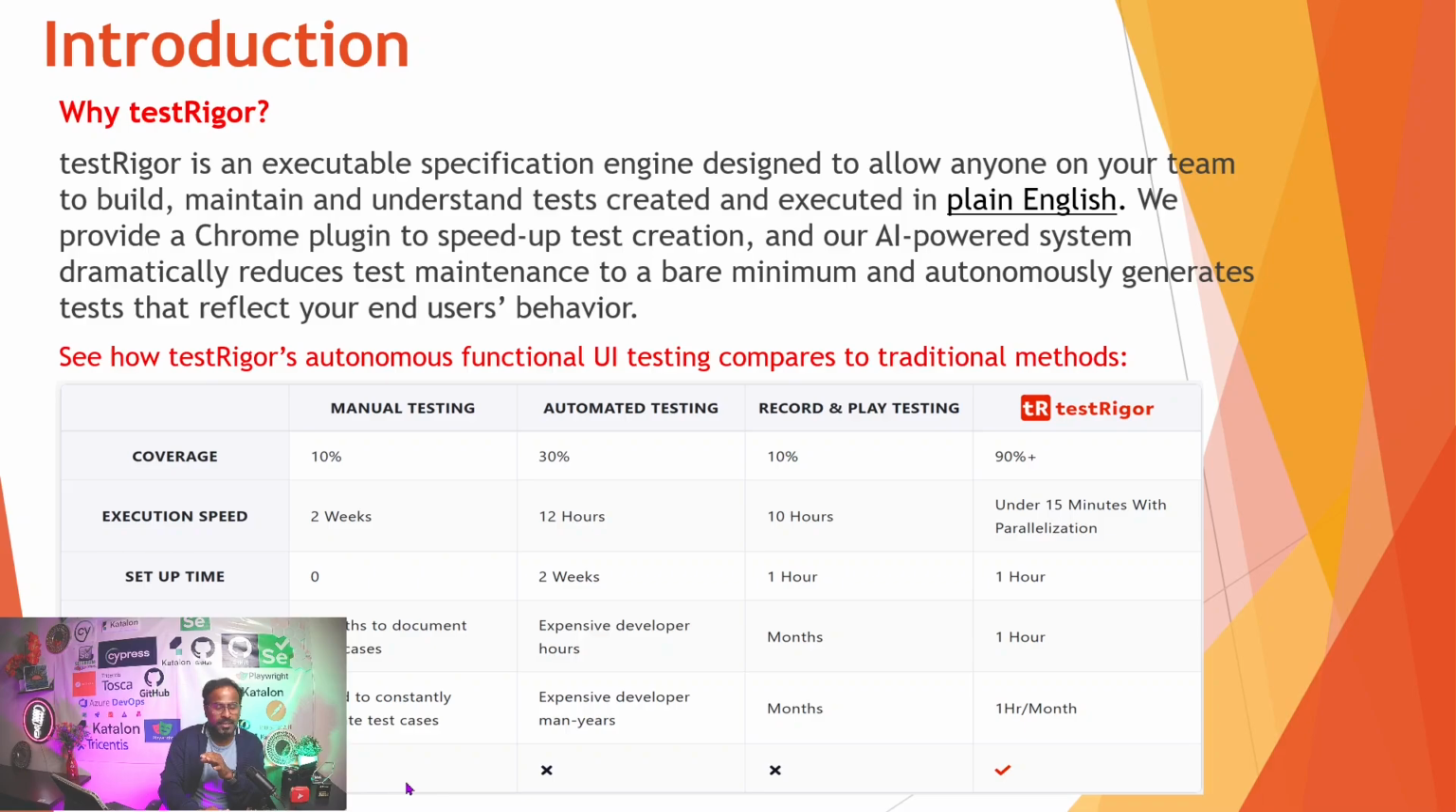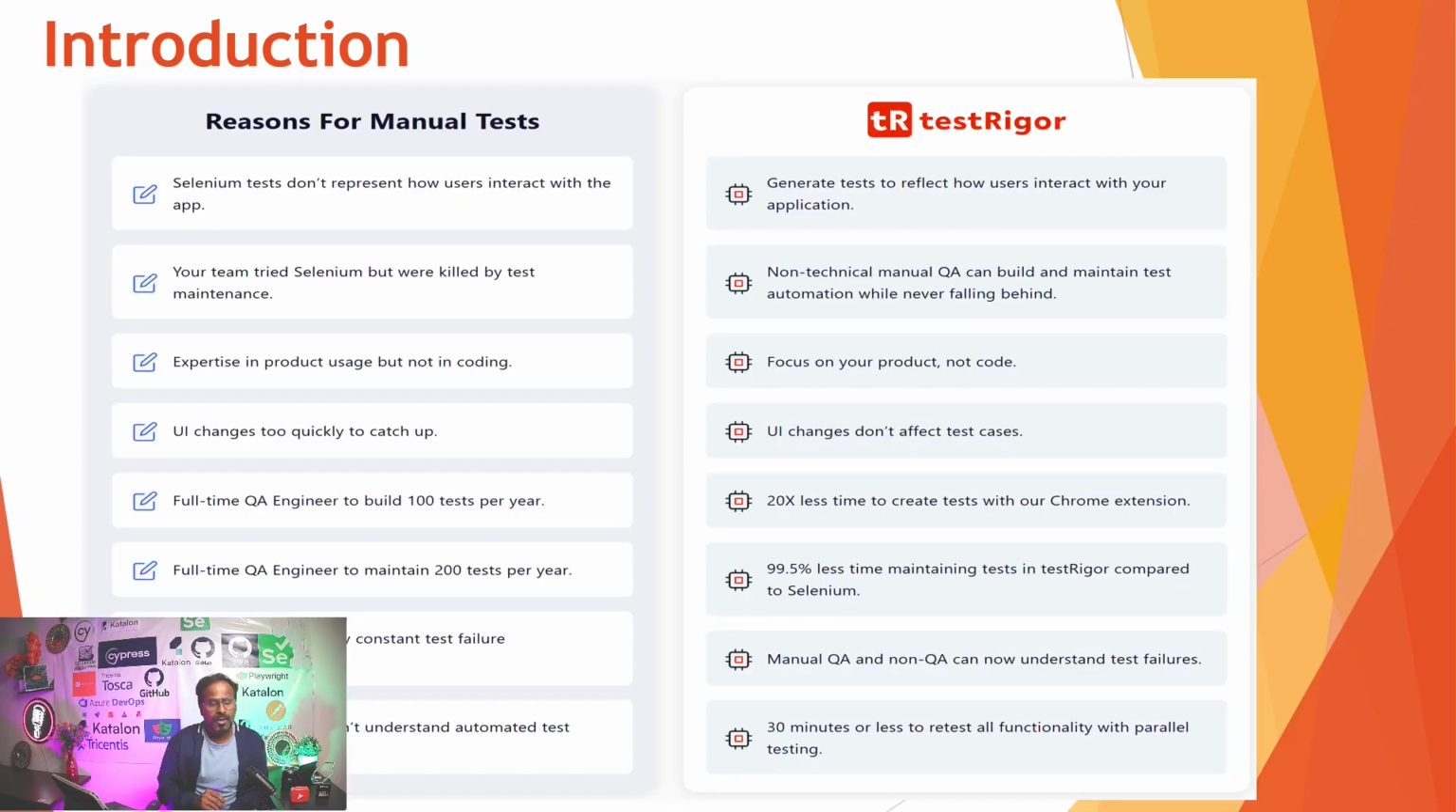Test stability. Manual testing, of course, stability is high. Automation testing, your stability is very low. Record and playback testing, your stability is low. Whereas by using testRigor, it is very stable. Tests are very stable. So what are all the differentiating factors when we compare testRigor, an AI based tool, with your traditional Selenium tools?